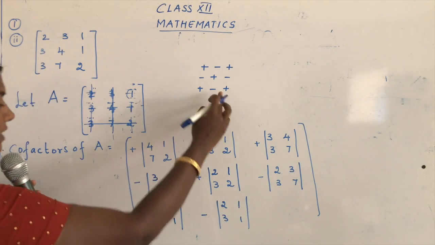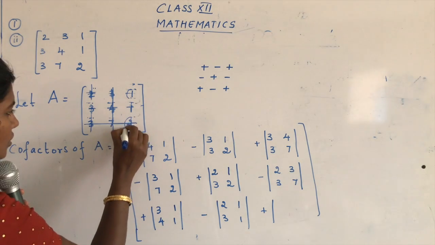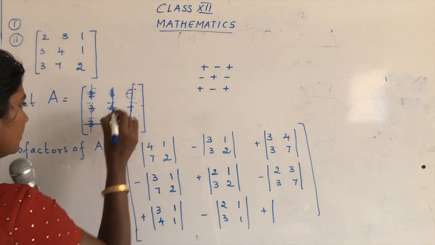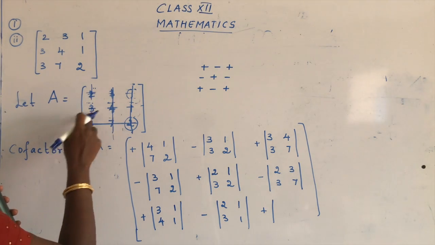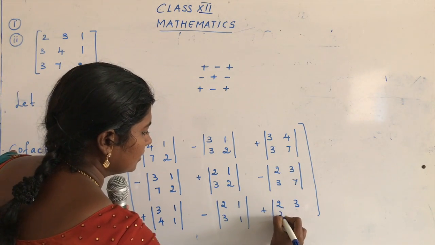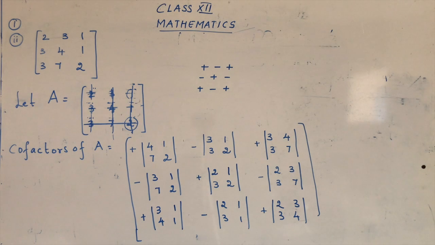Next, the sign is plus. Okay, so we are going to focus on 2. Eliminate that row and eliminate that column. So now what is left? 2, 3, 3, 4. So we have written all the values. Let's check your values once again. Just check whether you have written all the values correctly.